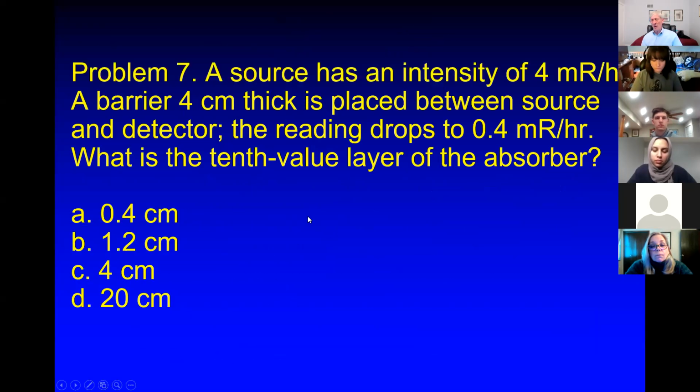Here's a pattern recognition problem. A source has a reading of 4 MR per hour. Barrier is 4 centimeters thick. And the reading drops from 4 to 0.4. What is the TVL of that absorber? Here's a hint. You do not need a calculator at all.